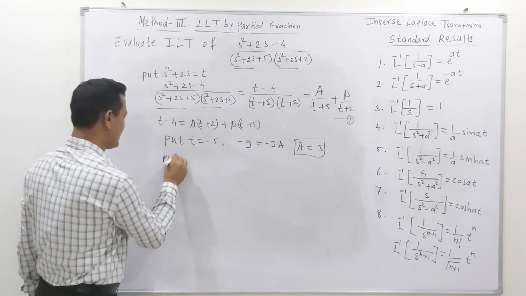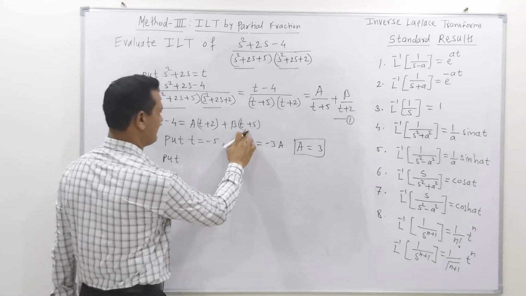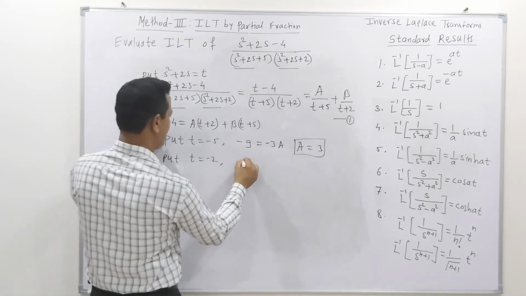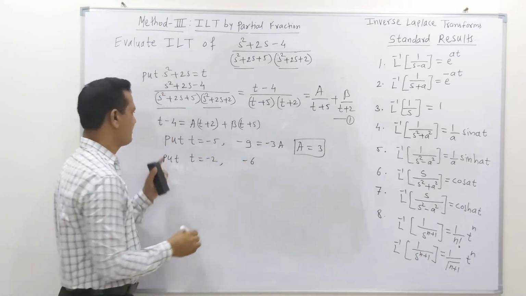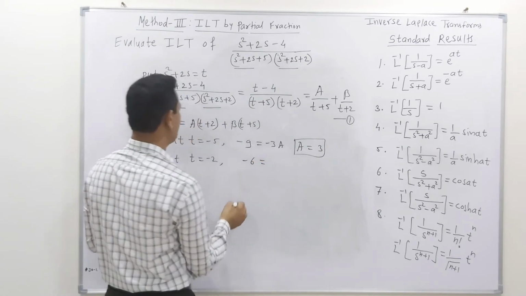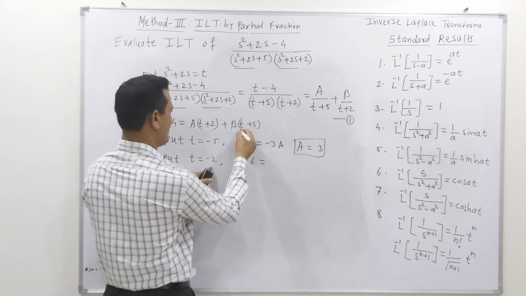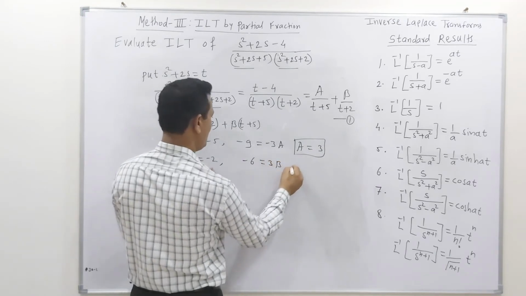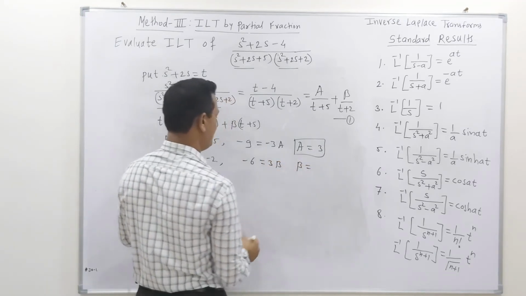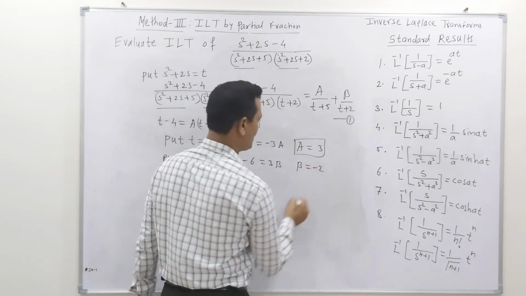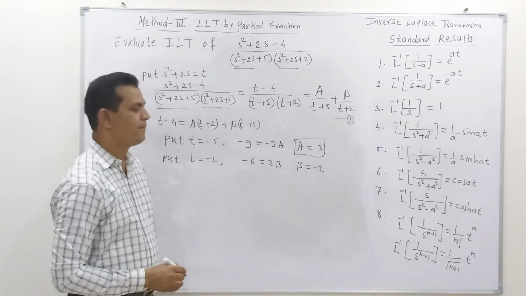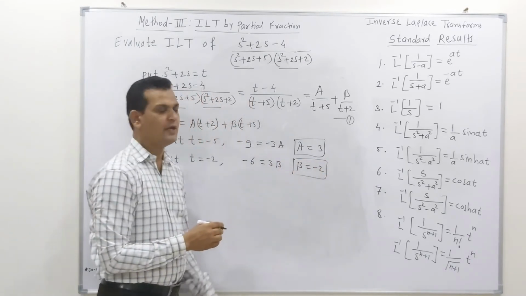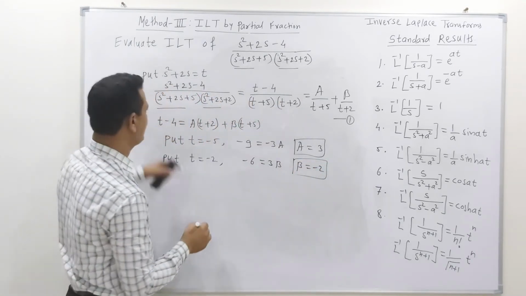Now to find the second constant, the value of b, put t is equal to minus 2. Now this becomes minus 6. Then we get this equation as, this is 0, so this is minus 2 and this is again 3b. So we get the value of b is equal to minus 2. Now we have the values of constants a and b. Put these values in the first equation.